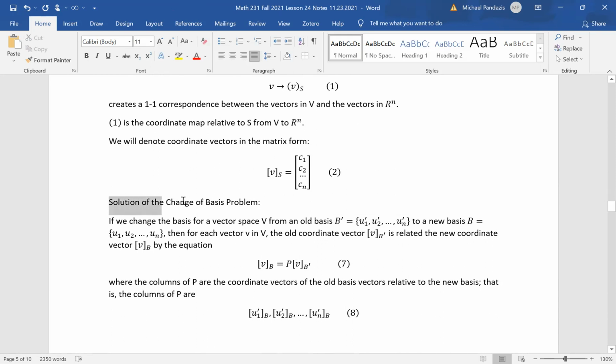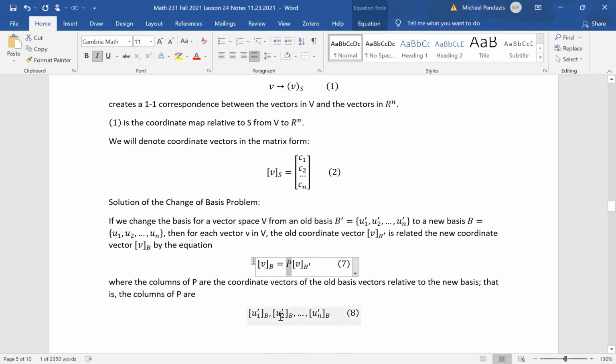Okay, and the next thing is about the solution of the change of basis problem. If we change the basis for vector space V from an old basis B prime to a new basis B, then for each vector V, the old coordinate vector is related to the new coordinate vector by this equation. This is the coordinates of your same vector with respect to the old basis. These are the coordinates of that vector V relative to the new basis. The vector stays the same, but you're expressing it relative to new and old coordinates.